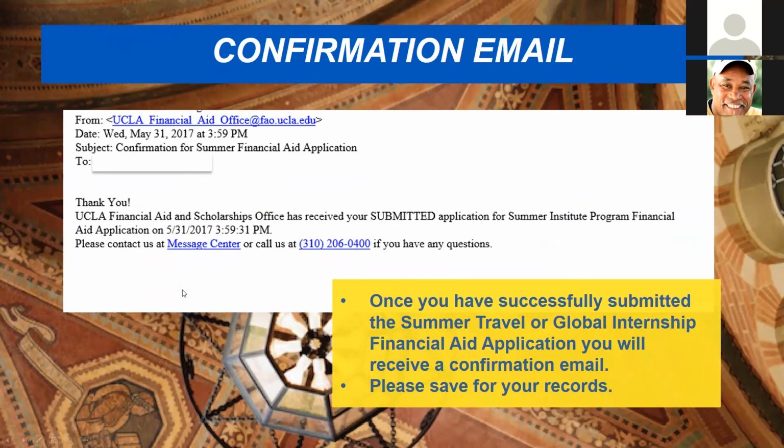Now, after you submit that summer application, you're going to get a confirmation email. If you don't get the confirmation email, that means you either didn't completely fill out the summer application, or some people go in and fill out the application but forget to submit it. So if you don't get a confirmation email, that means you didn't complete all the processes that needed to be done. So you might want to go back to My UCLA and make sure that you completed the summer application. Okay.